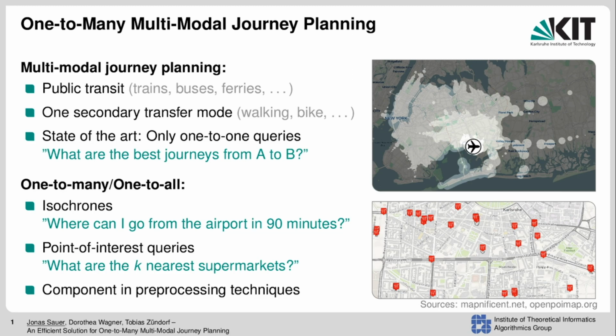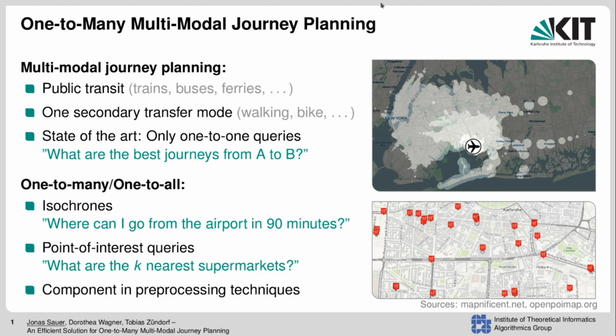So we are given a single source location A and a single target location B, and we are interested in the best journeys between these two locations. A related problem setting is the one-to-many setting, where we still have a fixed source location but several target locations, or in the most extreme case, the one-to-all problem, where we are interested in journeys to all possible target locations in the network. There are some interesting applications for this type of problem.